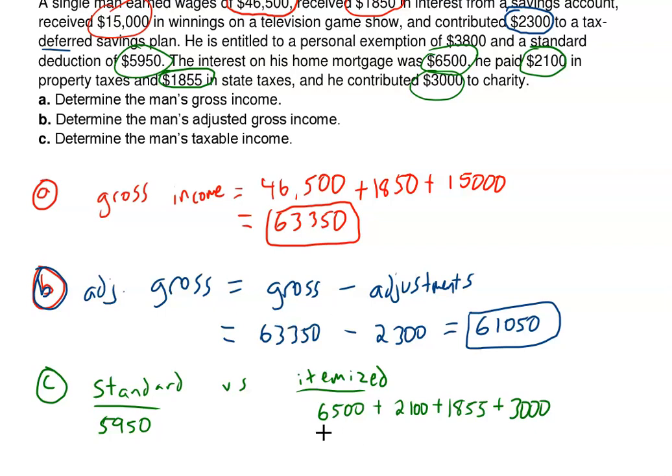So what is this going to add up to? This will be $6,500 plus $2,100 plus $1,855 plus $3,000. It's going to be $13,455.